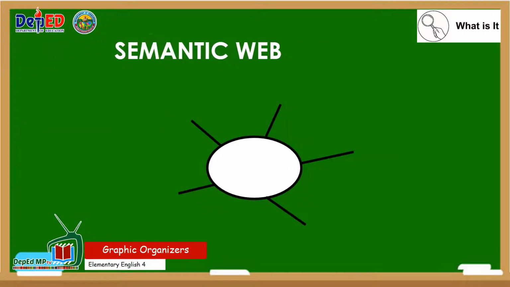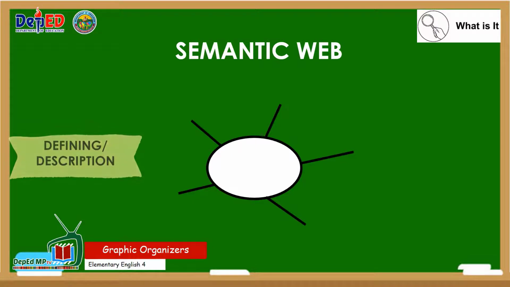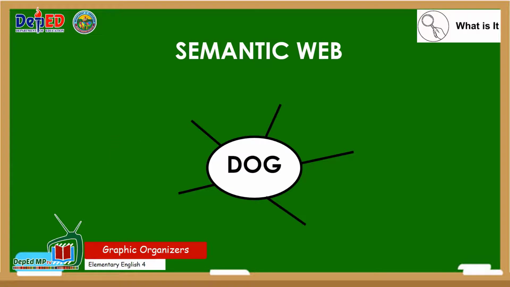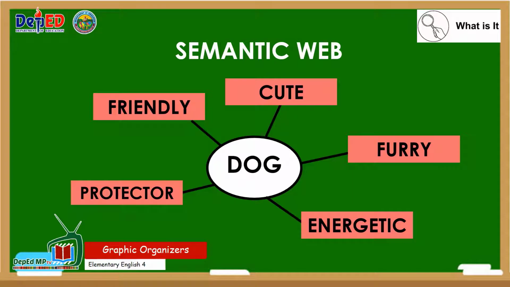Semantic web are webs of words. It is best for defining or describing a topic in detail. For example, the topic here is our pet dog. I describe my dog as friendly, cute, furry, energetic, and a protector.